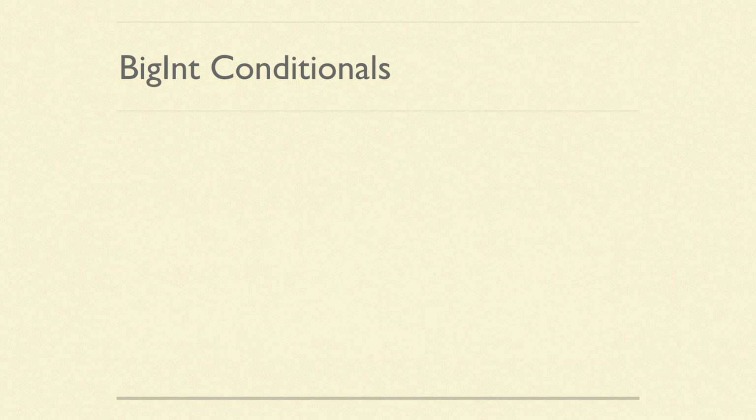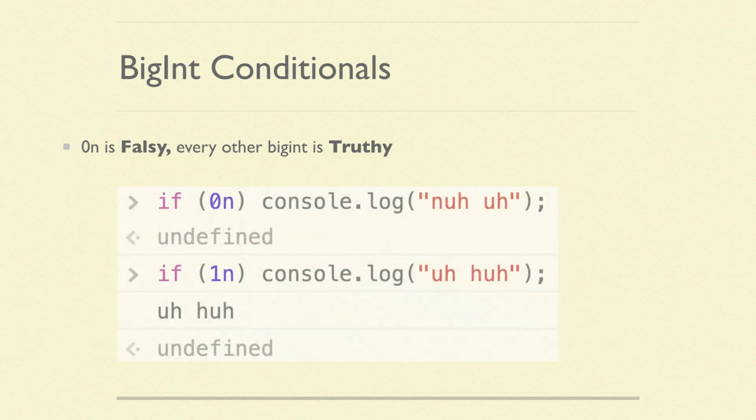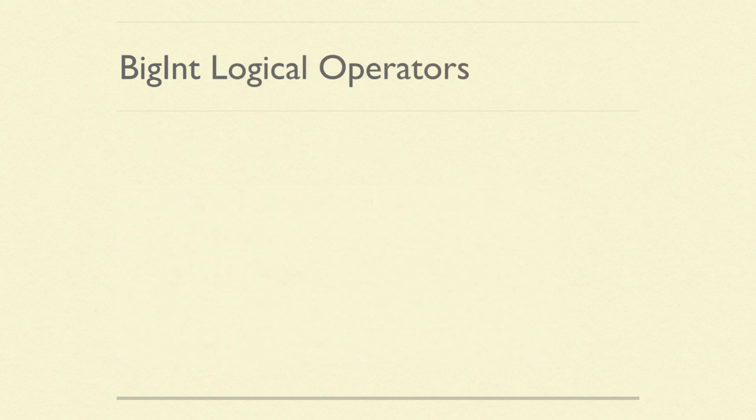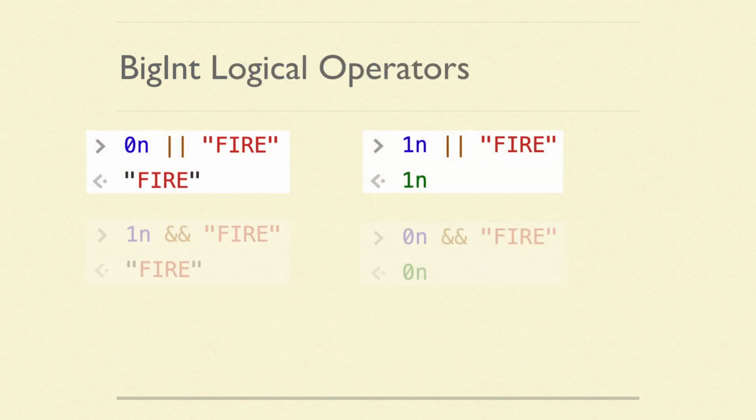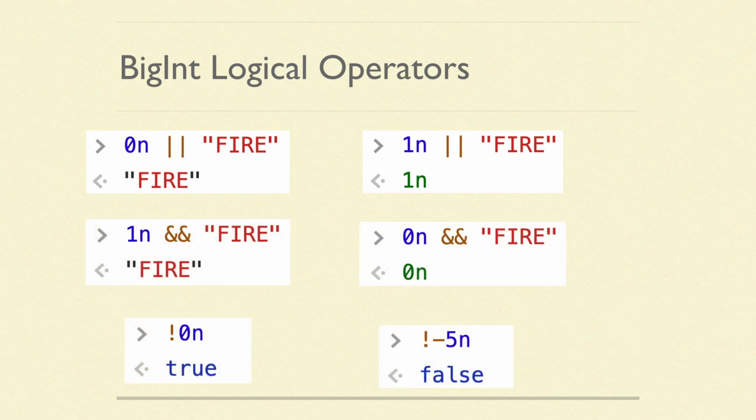Now let's talk about conditionals. In this regard, it works exactly like the regular number type. 0n is considered falsy, while any other BigInt is considered truthy. So if we have if 0n, console log something, else console log something else, then it will go to the false result. You can also expect this logic to hold true for the logical OR operator, the AND operator, and also the negation operator. So here are a couple of examples of that below.